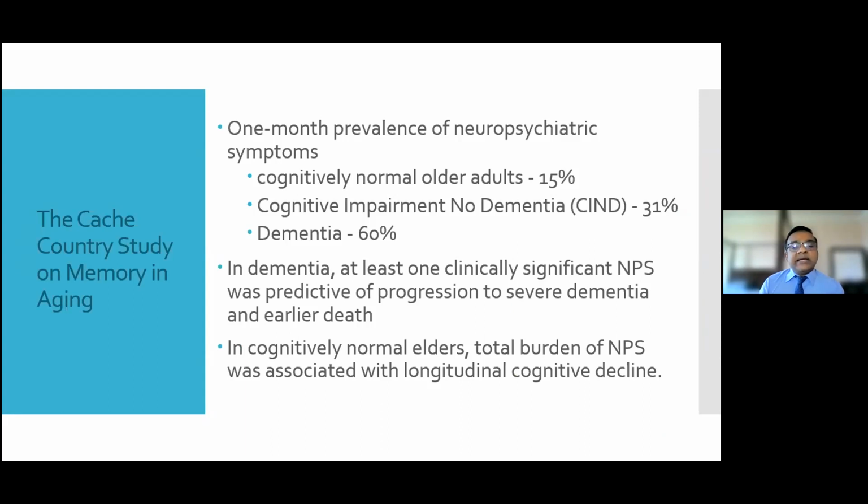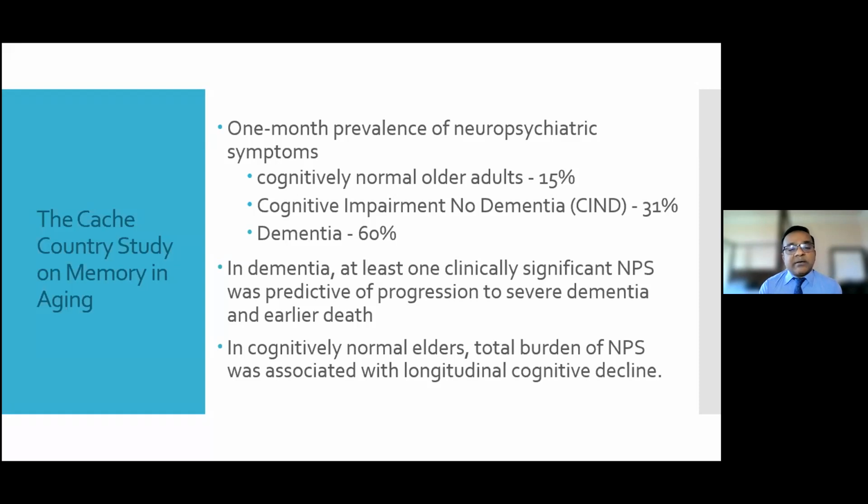These are the CACHE study, 2019. For academic purposes, I highlighted this. High prevalence, right? Even in cognitively normal older adults, there's around 15%. In cognitively impaired without dementia, again high, and in dementia, it is very high. In people with dementia, at least one clinically significant behavioral and psychological symptom is predictive of progression of disease to severe illness or death. This is a marker that we need to understand, that dementias are end-stage diseases in life.